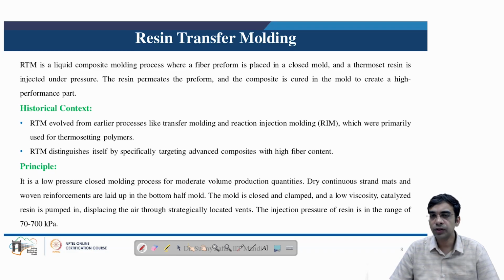So fiber content of the order of 60 to 65% by weight can be managed using resin transfer molding. If you look at the principle of this process, it involves a low pressure closed molding process for moderate volume production quantities. Dry continuous strand mats and woven reinforcements are laid up in the bottom half of the mold. The mold is closed and clamped, and a low viscosity catalyzed resin is pumped, displacing the air through strategically located air vents. The injection pressure of the resin is in the range of 70 to 700 kilopascals.